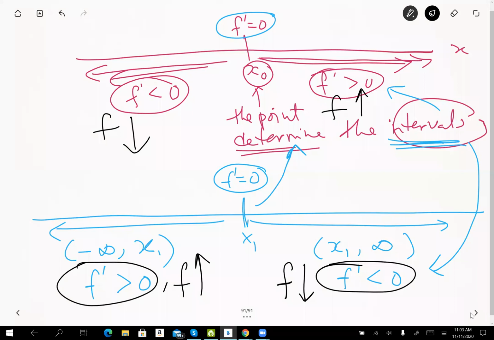And in the second example, the critical point is x1, and on the interval to the right, x1 to infinity, f prime is negative, indicating what? The function is going down, the function is decreasing. So the curve is going down, as you can see. And on the interval to the left, negative infinity to x1, f prime is positive. So what happened to the curve? The curve is going up. That is the relationship. Any question?